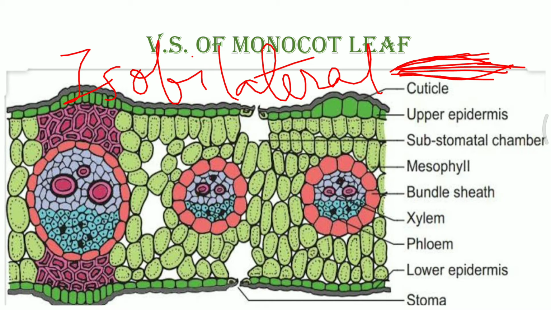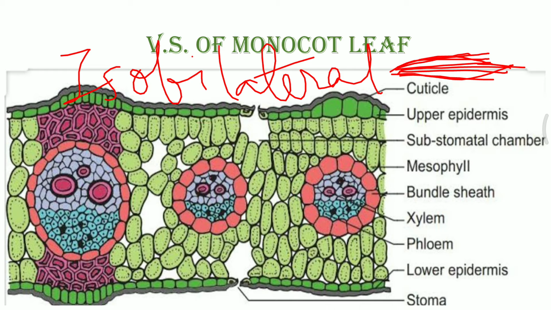The upper and the lower epidermis consist of compactly arranged parenchymatous cells, and these parenchymatous cells have at times impregnated silica deposition within the epidermal cells, and the reason for that is to avoid excessive loss of water. You will see that the wilting in grasses takes place very slowly. The reason for that is this silica deposition at both the epidermal layers.